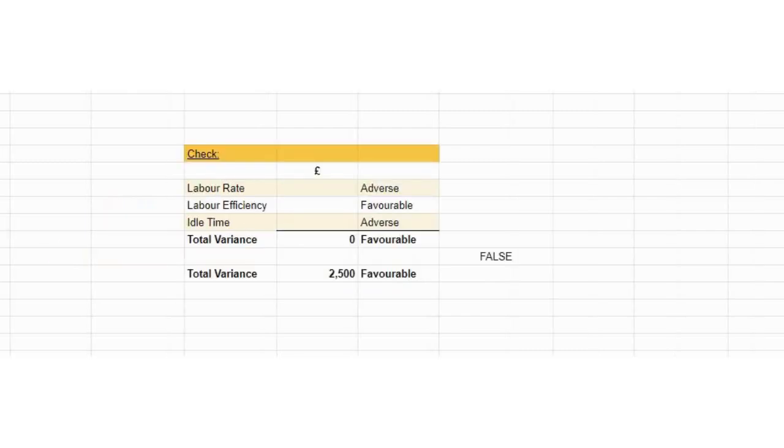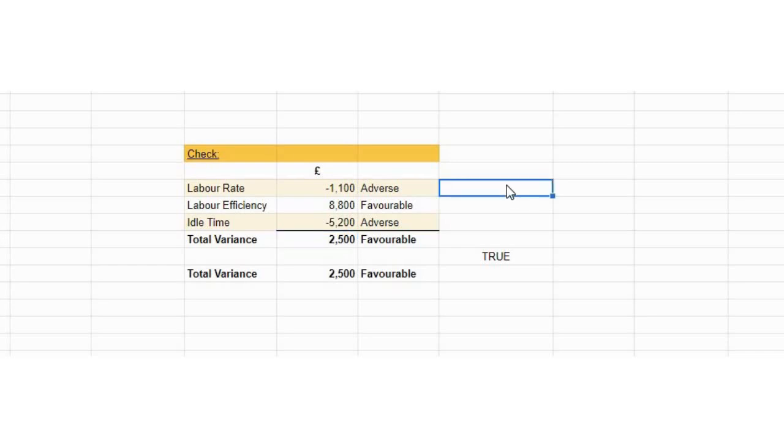The total variance was 2,500, and so our analysis figures came to: the labour rate was 1,100 adverse, the labour efficiency variance was 8,800 favourable, and the idle time variance was 5,200 adverse. And when these three sub-variances are added up, then they balance with the total variance from the original flexed budget and the actuals. So what do these variances mean?